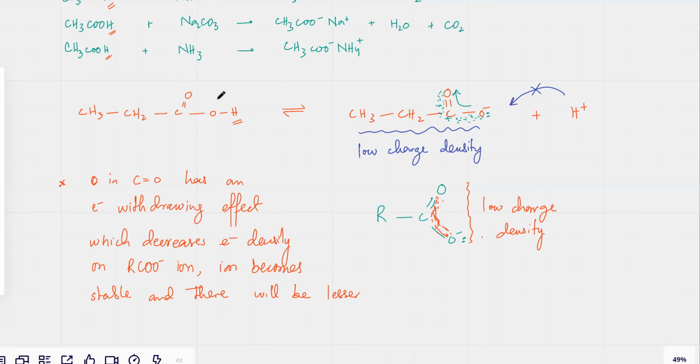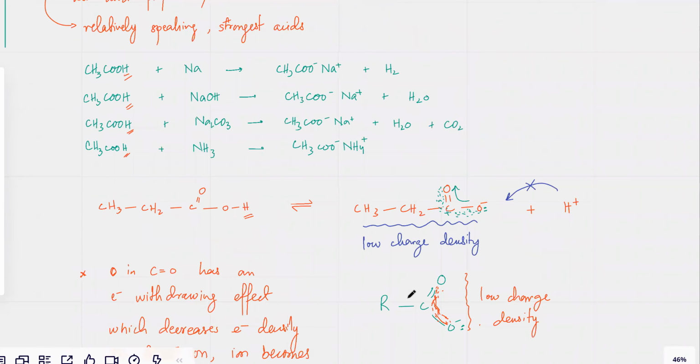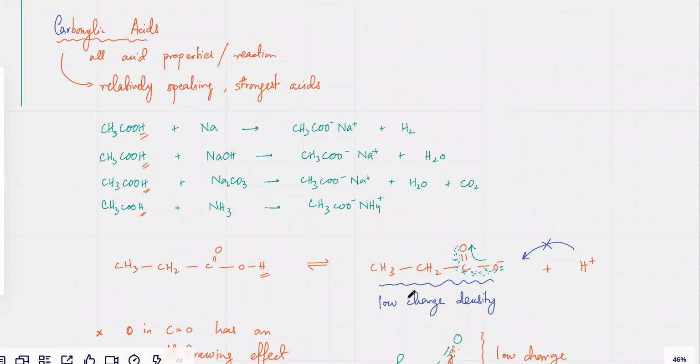So the ion becomes stable and there will be lesser attraction for H+1 ions. So that's why carboxylic acids are relatively good acids, which is why they can behave like proper acids. So that is about carboxylic acids.